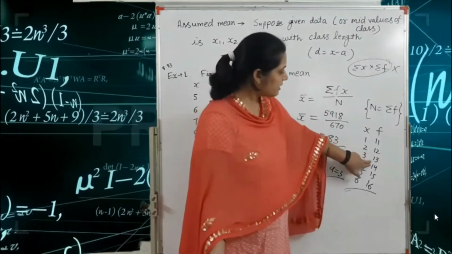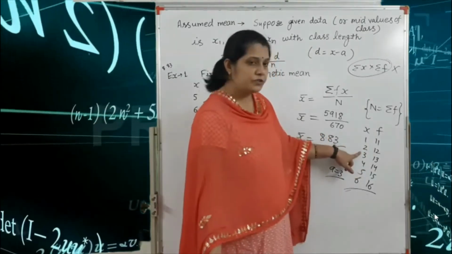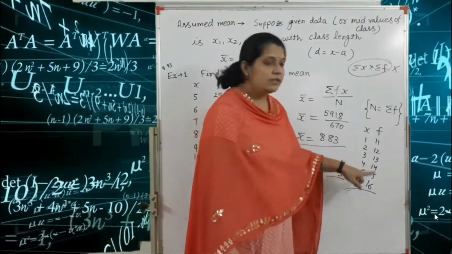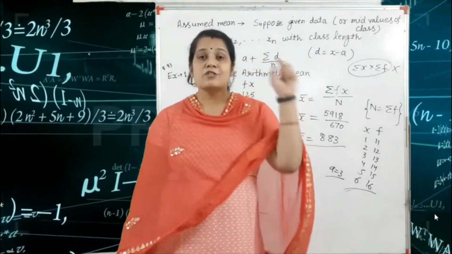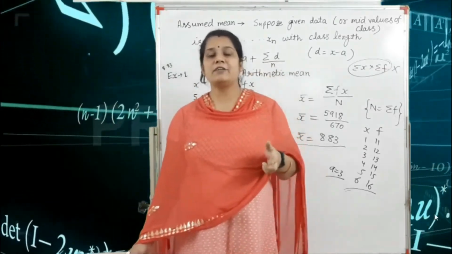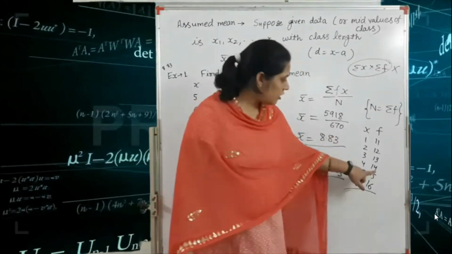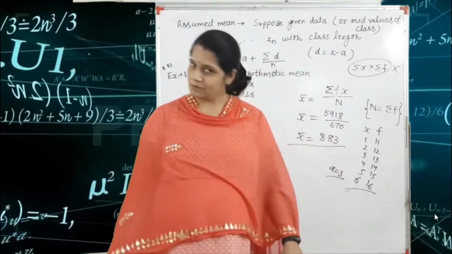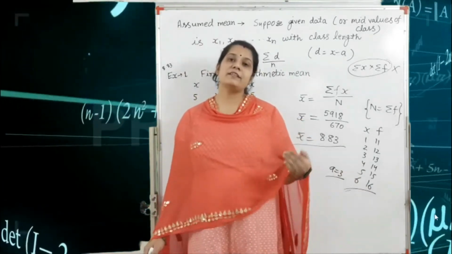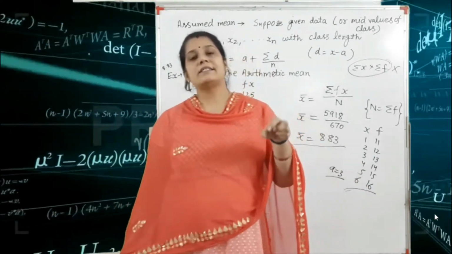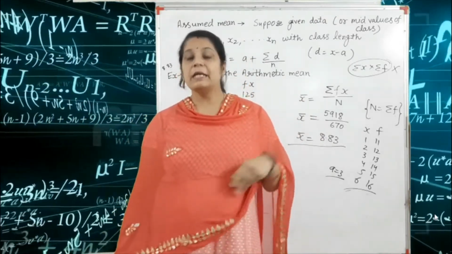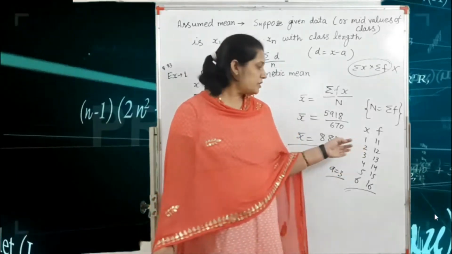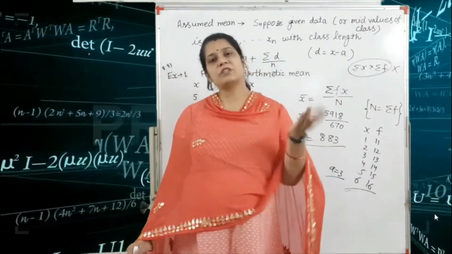So the corresponding frequency is what? According to 3, the frequency is 13. Okay, and according to 4, the frequency is 14. Okay, so 13 and 14, what is the maximum value? The maximum value is 14. So according to 14, you consider A is equal to 4. Got it? So if your question has an odd number of terms, you consider the middle value as your assumed mean. But if your question has an even number of terms, okay, so you can randomly select between the two terms, both are correct.